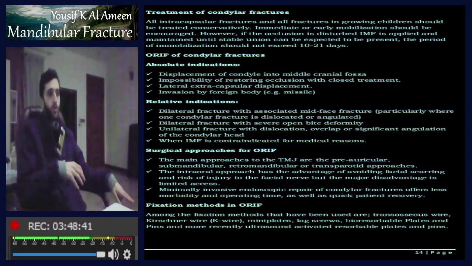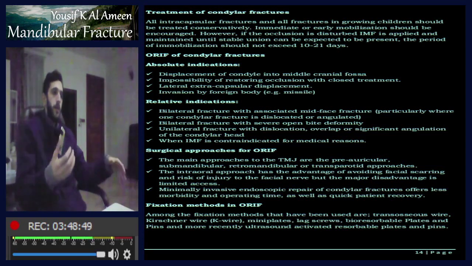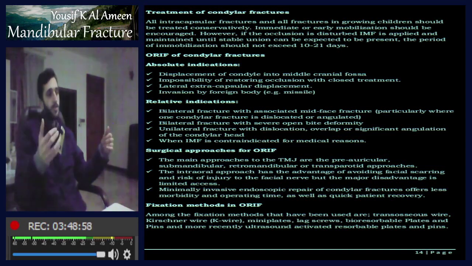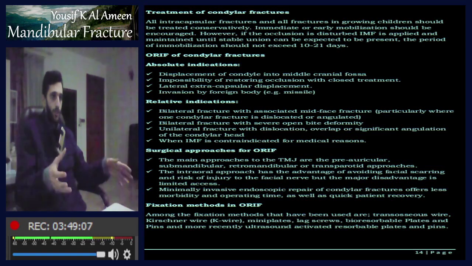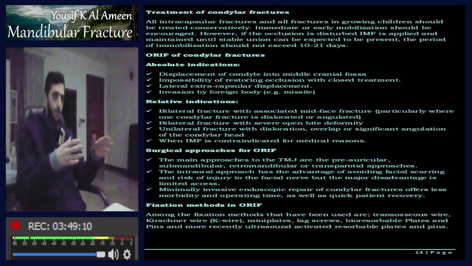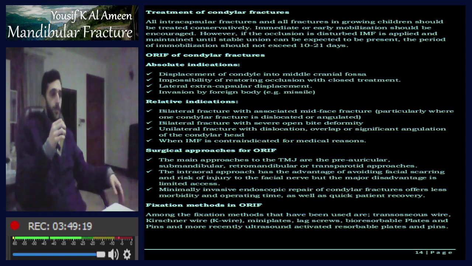Fixation methods of open reduction internal fixation. Among the fixation methods that have been used are transosseous wire, Kirschner wire, mini plates, lag screws, bioresorbable plates and pins, and more recently ultrasound activated resorbable plates and pins.